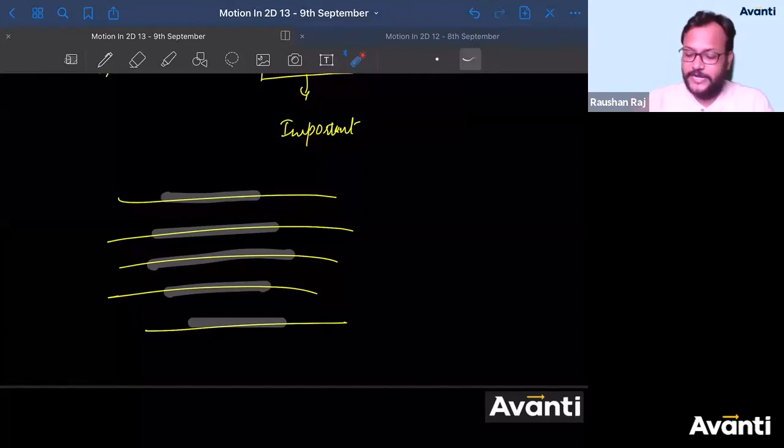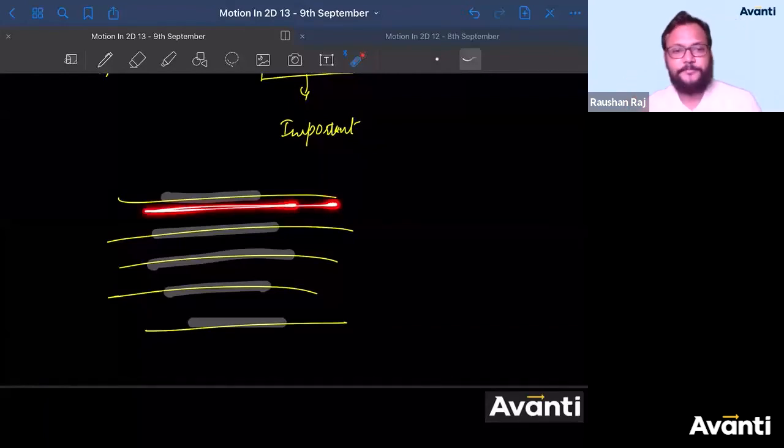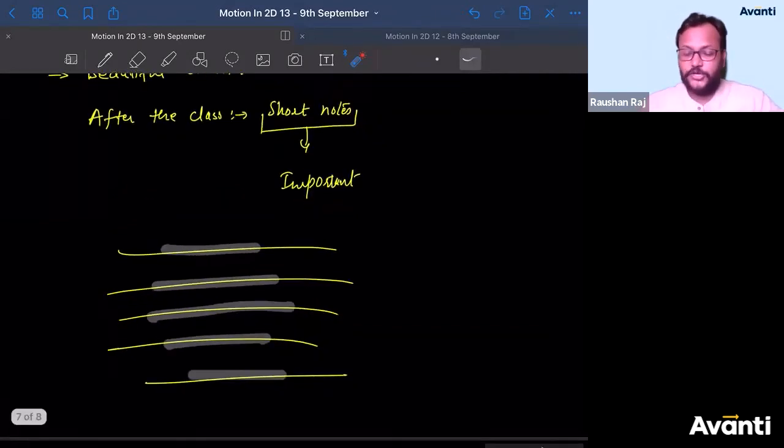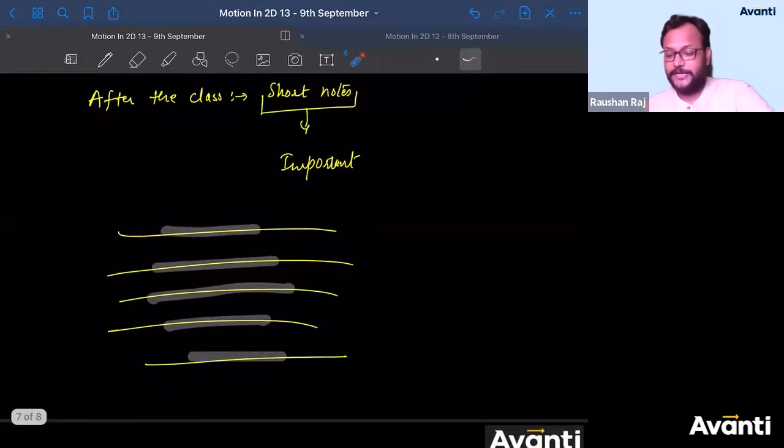So don't try to highlight any of the things in your short notes. If you think that something is extremely important, use a pencil and just underline it. एक underline कर लो उसको, खत्म कहानी. Because whatever you're writing in short notes, everything is important. Don't try to again make something more important. ठीक है बच्चा लोग, इस तरीके से आपको short notes बनाना है.